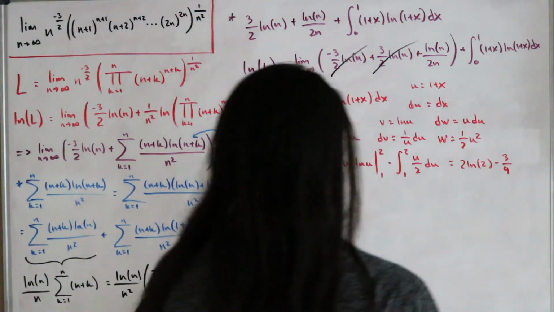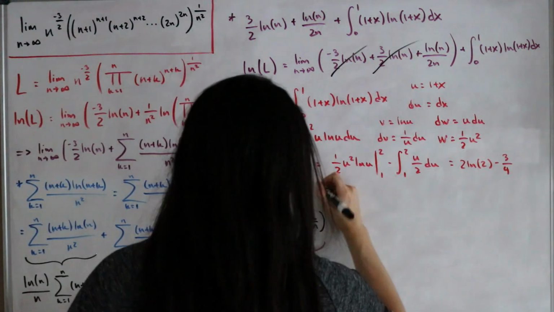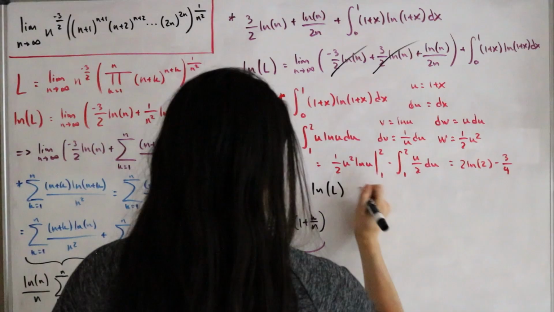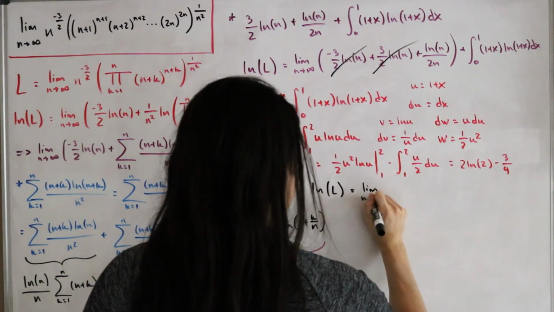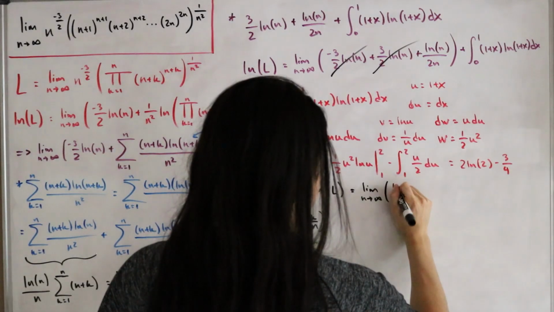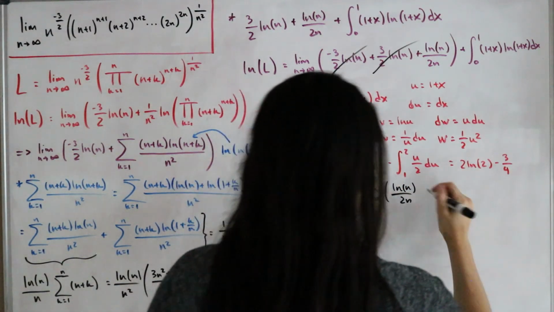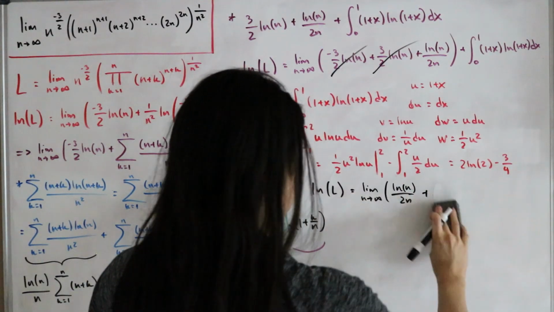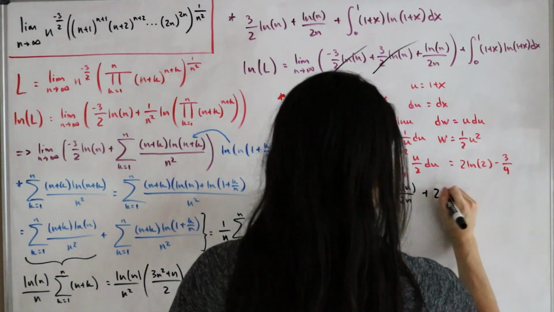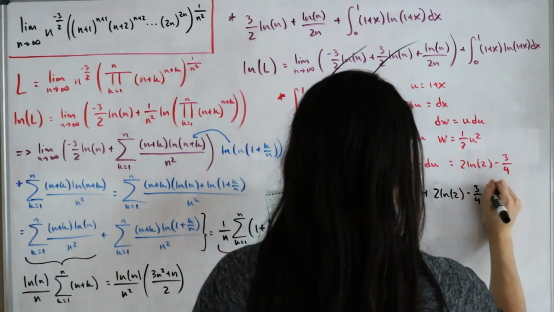So now continuing forward, to reinstate things again, natural log of L is going to equal the limit as n approaches infinity of the natural log of n divided by 2n, and then add this with 2 times natural log of 2, and then subtract 3 divided by 4.